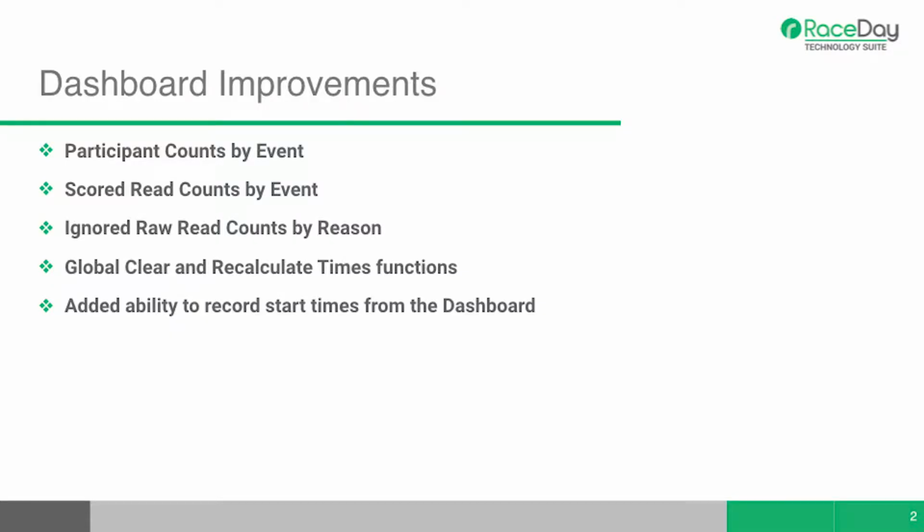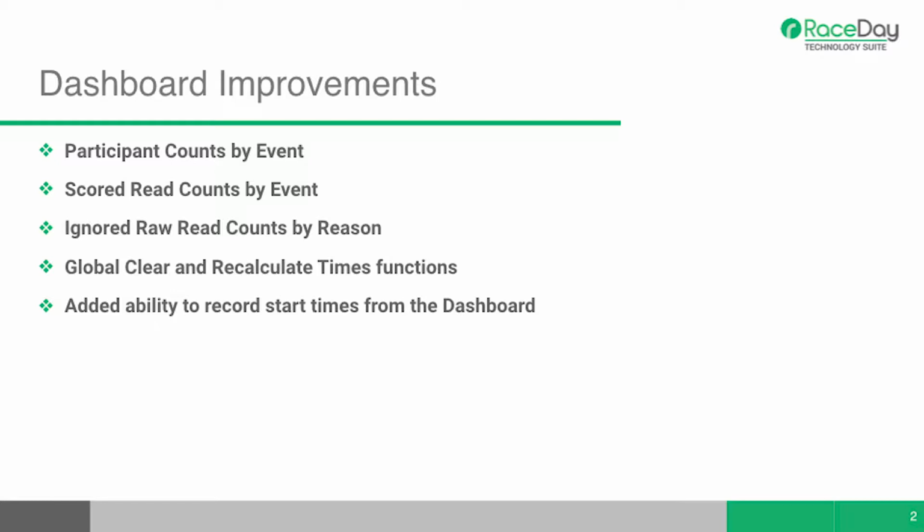The dashboard and race day scoring is our idea of your core area of sitting on race day and seeing all the data flowing in real time, giving you a way to track chip reads coming in and participants passing by. We've added some more fields there. We've added participant counts by event. We've added scored read counts by event. We've added ignored raw read counts by reason.